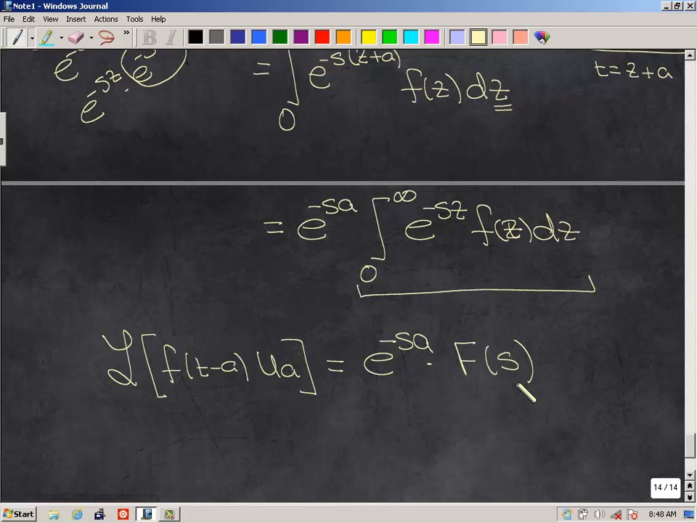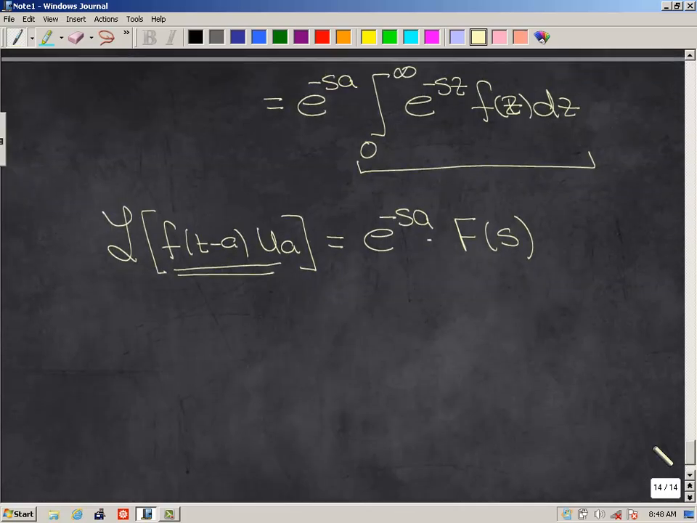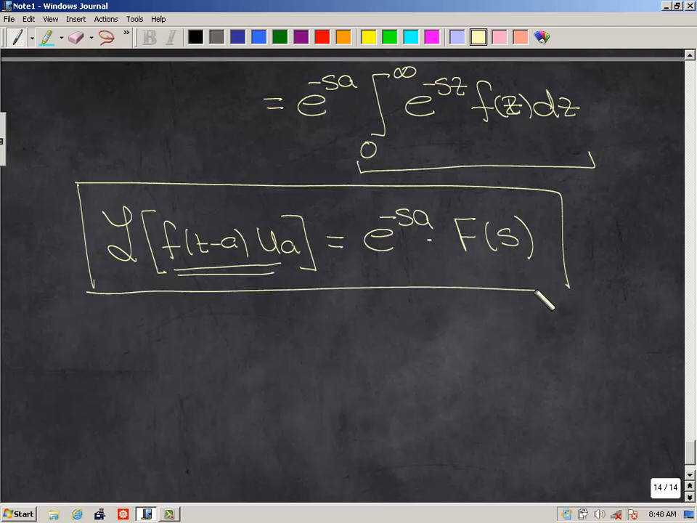So this is really cool because, like I said, we are not going to be taking Laplace transforms of functions like this, but we are more interested in the inverse Laplace transform. But let me box this anyway. So this is the Laplace transform of f of t minus a and u of a. u of a is the same as u of t minus a. But more important to us is the inverse of this.